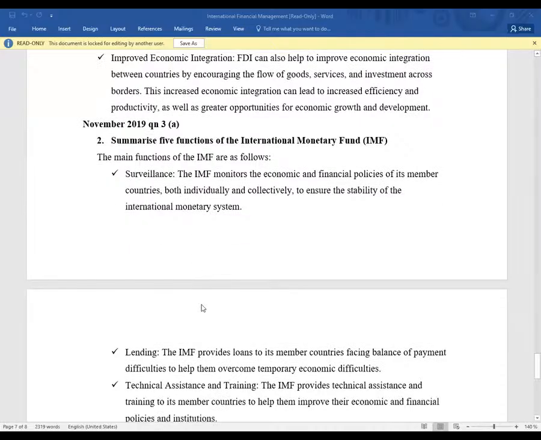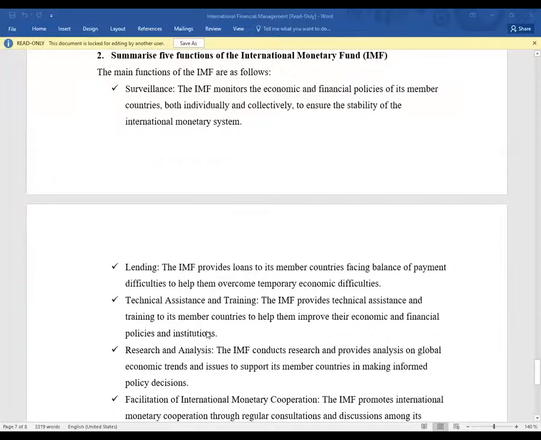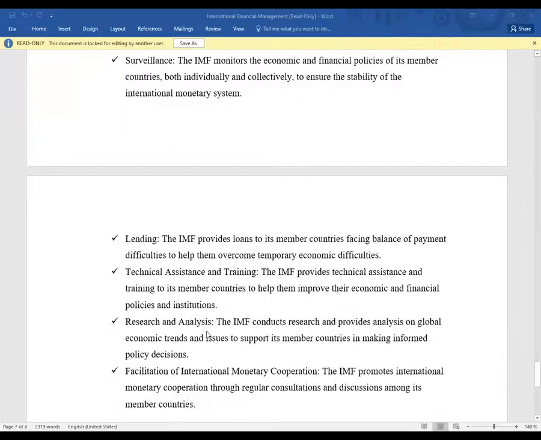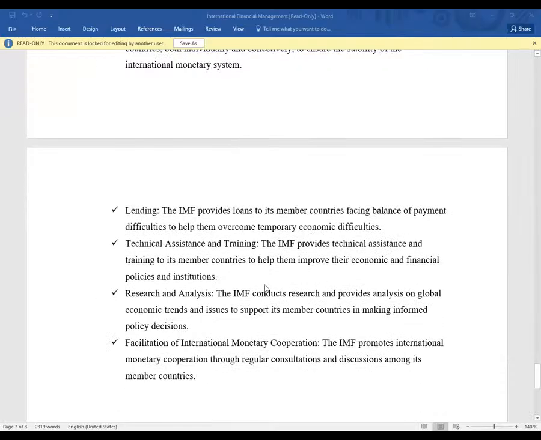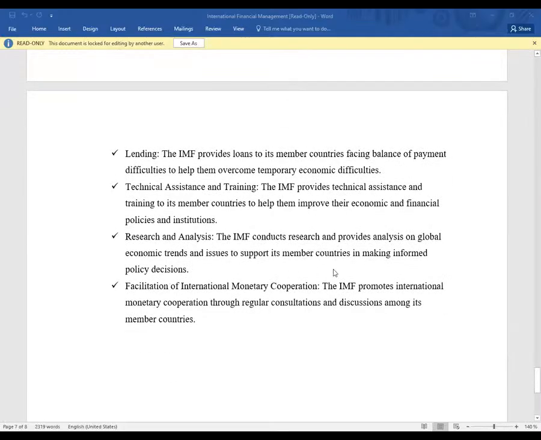Lending, the IMF provides loans to its member countries facing balance of payment difficulties to help them overcome temporary economic difficulties. Technical assistance and training. The IMF provides technical assistance and training to its member countries to help them improve their economic and financial policies and institutions. Research and analysis. The IMF conducts a lot of research.